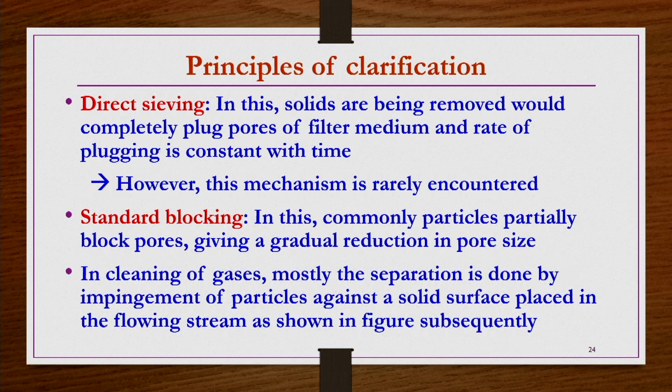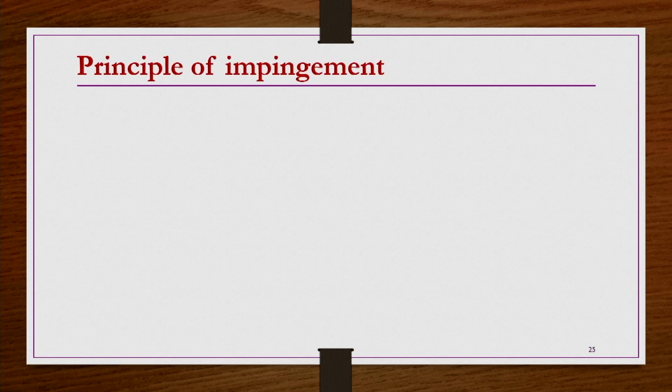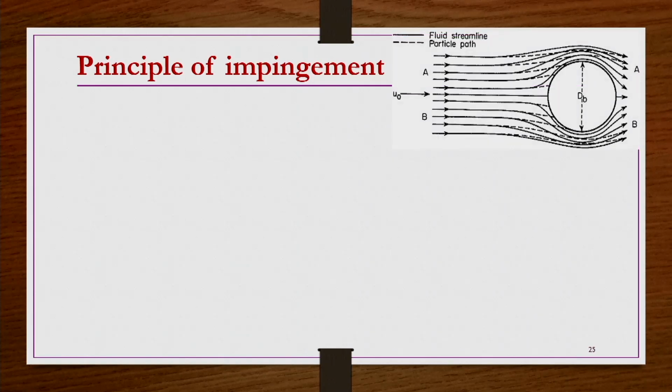And then in cleaning of gases, mostly the separation is done by impingement of particles against a solid surface placed in the flowing stream, as shown in the figure here. So, we are discussing principles of impingement here, and pictorially we can see it here. So, now let us say this is a kind of surface, a filter medium, okay. This is a filter medium which is a kind of pack of cotton or glass fiber or cellulose pulp, etc.